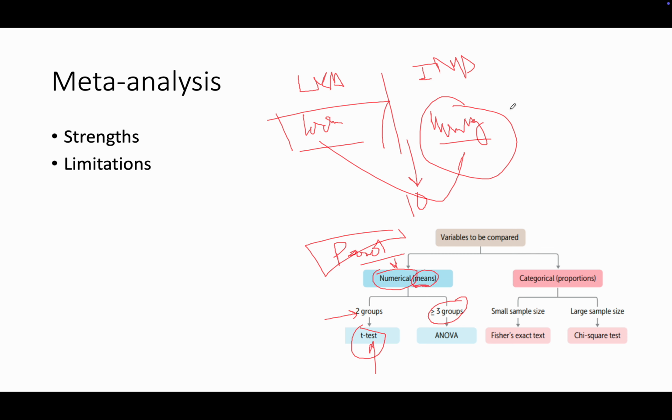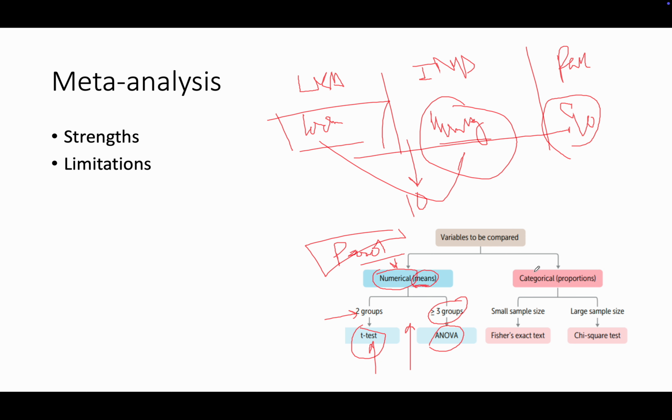test, right? Maybe there is another study in Pakistan, and they say that the mean blood pressure is 90, not 100, not 110. So if you want to check the difference between the three groups, you will do the ANOVA test. Okay, this was for those variables which you can count, numerical variables.